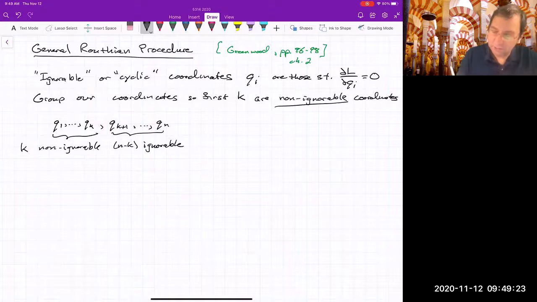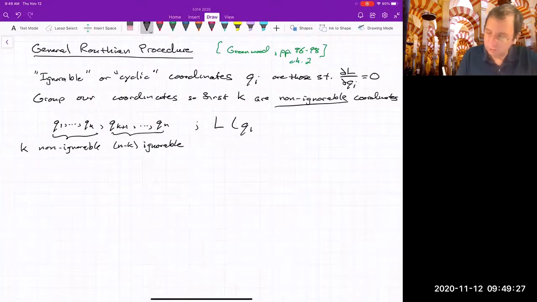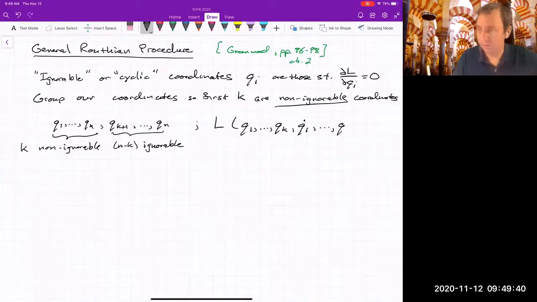Okay, and the Lagrangian will depend on just the non-ignorable explicitly. But of course, it depends on all of the velocities. If it didn't depend on the velocity, then it's not one of your degrees of freedom. So you wouldn't keep it around.